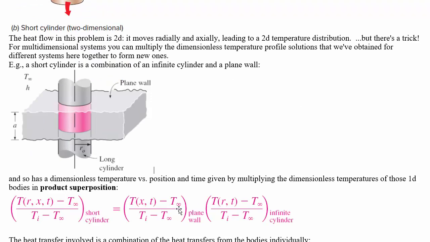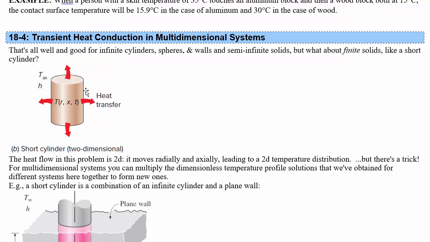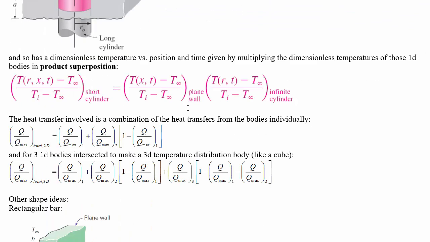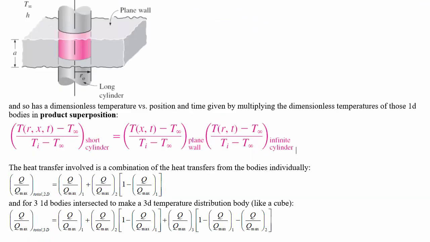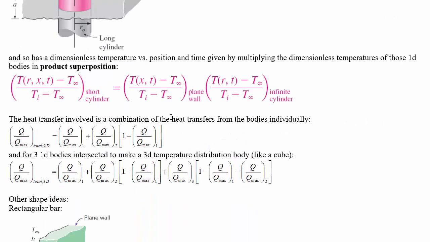Because the dimensionless temperature scales between 0 and 1, this is not going to give you something like a temperature lower than the free stream by multiplying by these two. Or at least outside the range of initial and free stream. So it's still going to be between 0 and 1, and it's going to be closer to the free stream than it would have been for either the infinite cylinder or the plane wall alone, because you've got more conduction options.